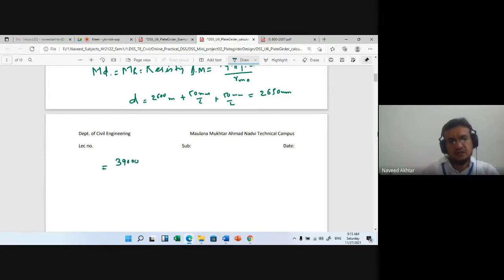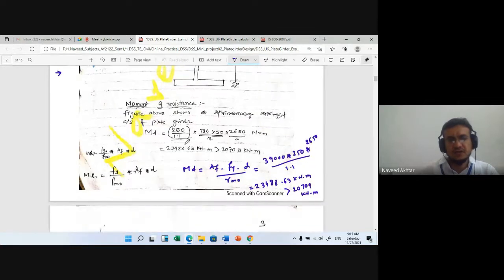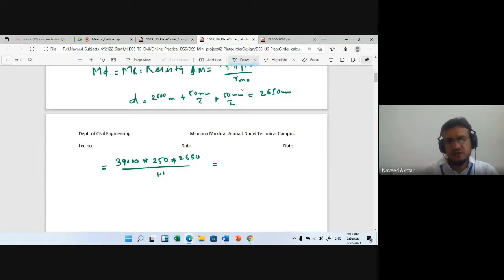So the moment of resistance we have to find out. The area provided is 39,000 into Fy, for the material we have taken, yield stress of steel 250 Newton per mm square, with the partial safety factor gamma MO, which is 1.1, and the depth we have found as 2650. So we get the value of this moment of resistance as 23488.63 kilonewton meter.